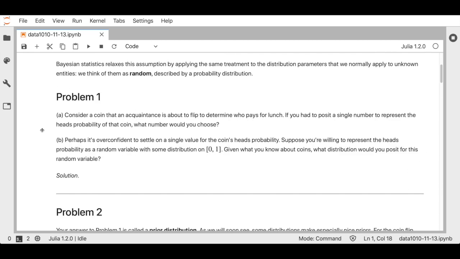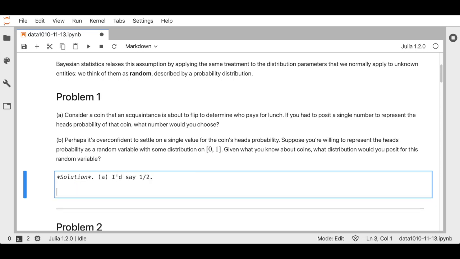So suppose you have a coin that an acquaintance is about to flip, and you need to come up with a single number to represent the heads probability of that coin. The typical answer here would of course be a half. However, we might choose to be a little more nuanced about that.